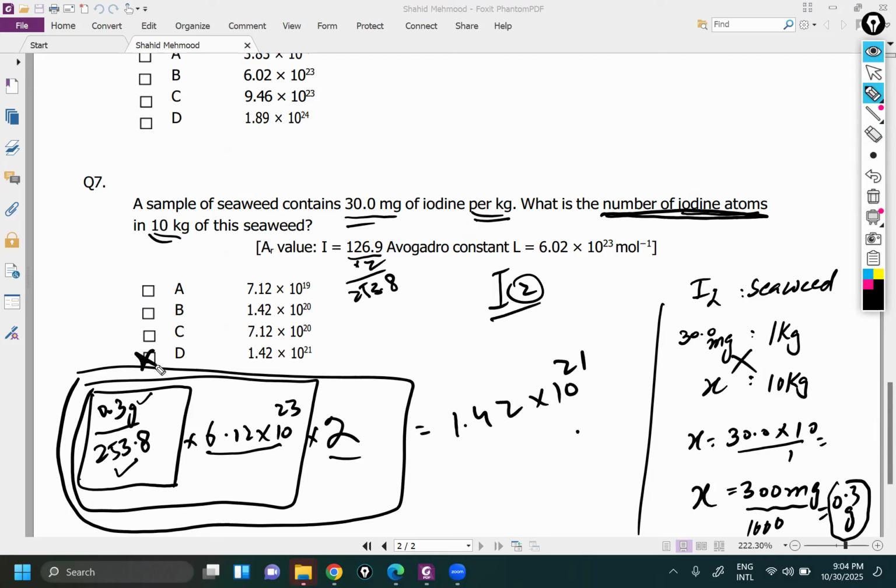So by using these three boxes, you can easily calculate the number of atoms, number of molecules, number of ions, or moles of atoms or moles of ions in any given question, and it will save your time.